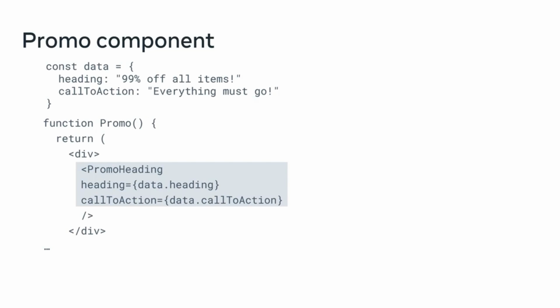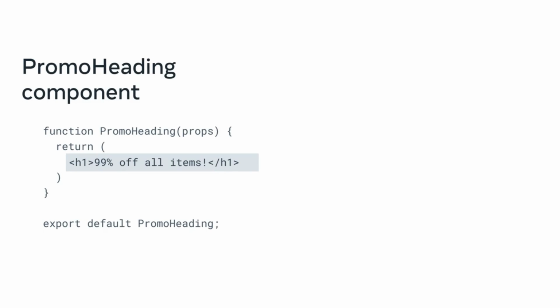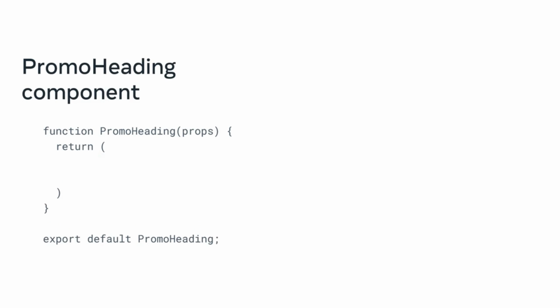This is known as passing data from the parent to the child component. Back inside the promo heading component, you update it to accept data from its parent component. To do this, you'll need to first delete the existing h1 in the return statement, and then add a new h1 for props.heading and an h2 for props.callToAction.